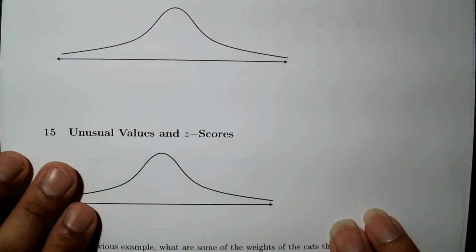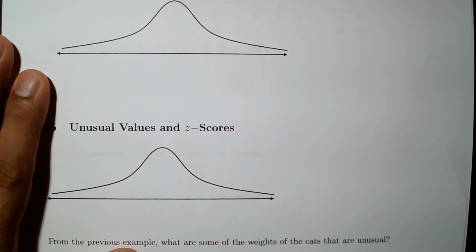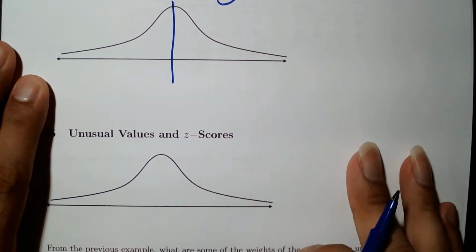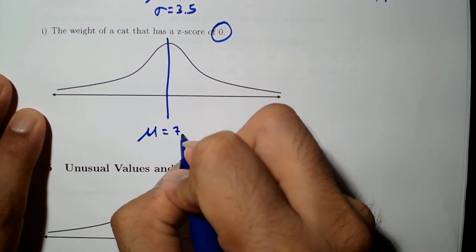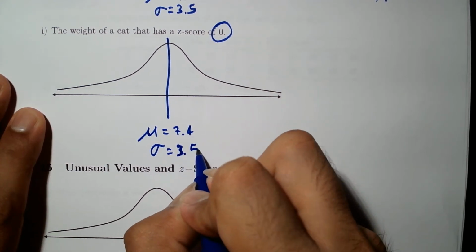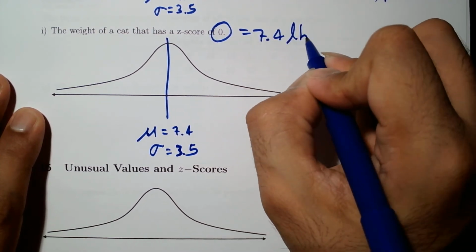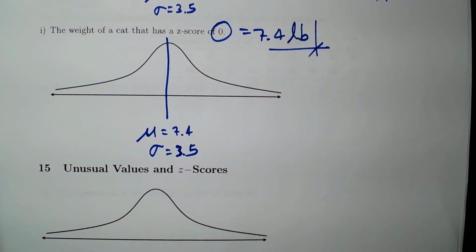Well, what is the weight of a cat that has a z-score of 0? Well, it's the mean. It's not any units, any standard deviations away from the mean. So it must be 7.4 pounds. No need to do any calculation because it's not deviated at all.